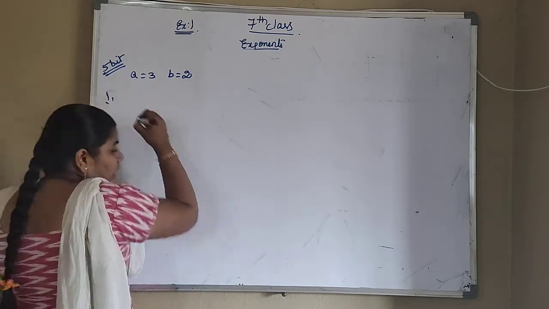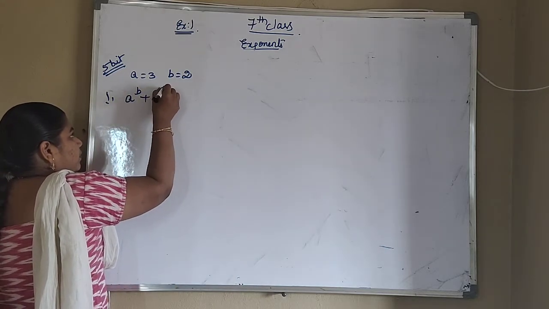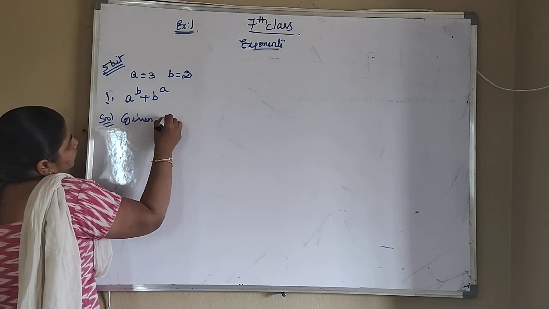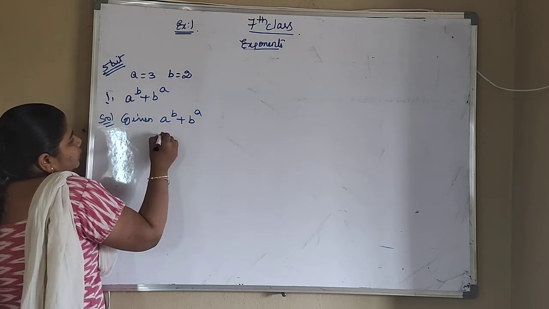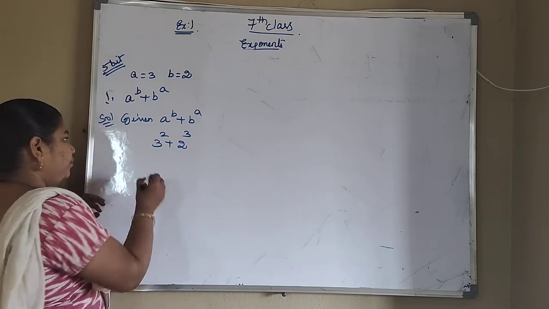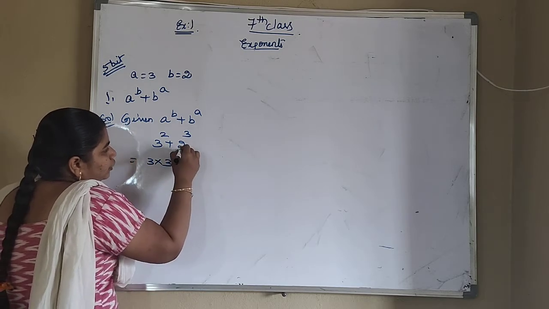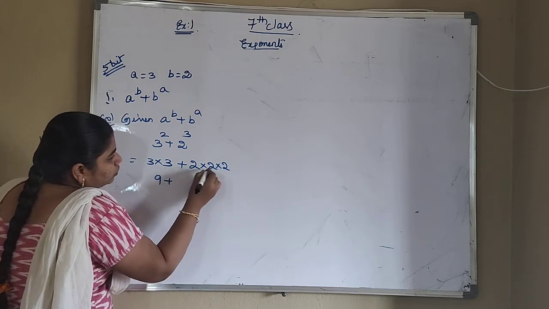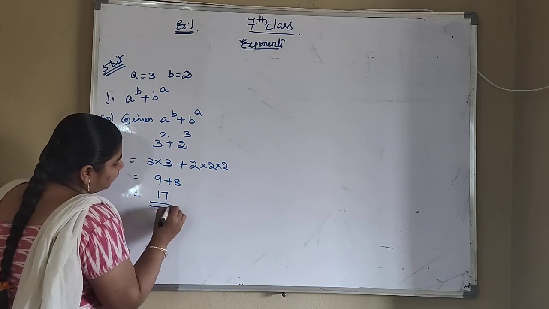So what is the first one in that? A power B plus B power A. A value is 3, B value is 2, plus B value is 2, A value is 3. Now 3 square is nothing but 3 we have to multiply 2 times. 2 cube means we have to multiply 3 times. So 3 3s are 9. 2 into 2 into 2 is 8. So 9 plus 8 is how much? 17 is our answer.